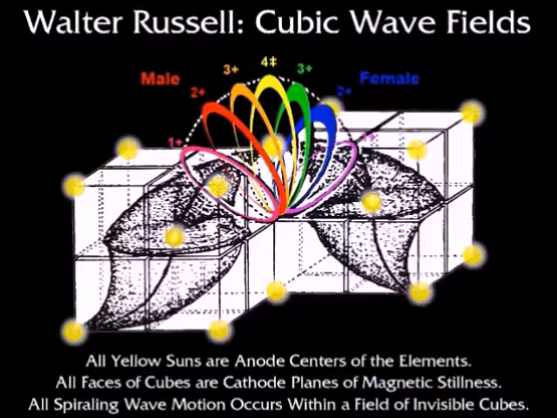Omnipresent principles of the universe. That is what sacred geometry is. And the Vesica Piscis is right in the heart of that.